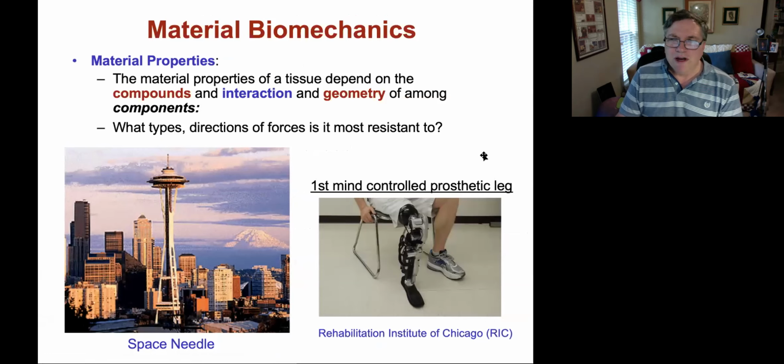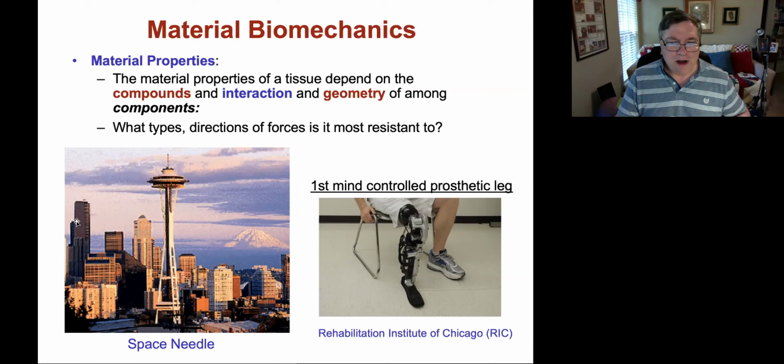So we've gotten really good at designing prosthetics. We've also gotten really good at handling lots of different types of loads. So this is the Space Needle, the iconic building that you see in Seattle. This is the view from roughly the University of Washington. The Space Needle is roughly about 2.5 miles from downtown.